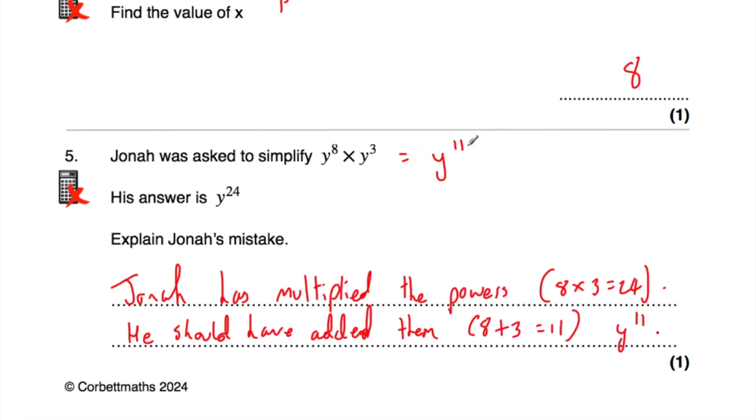So let's write that down. I've just written down that Jonah has multiplied the powers. 8 times 3 is 24, where he should have added them. 8 plus 3 is 11, and the answer is y to the power of 11.